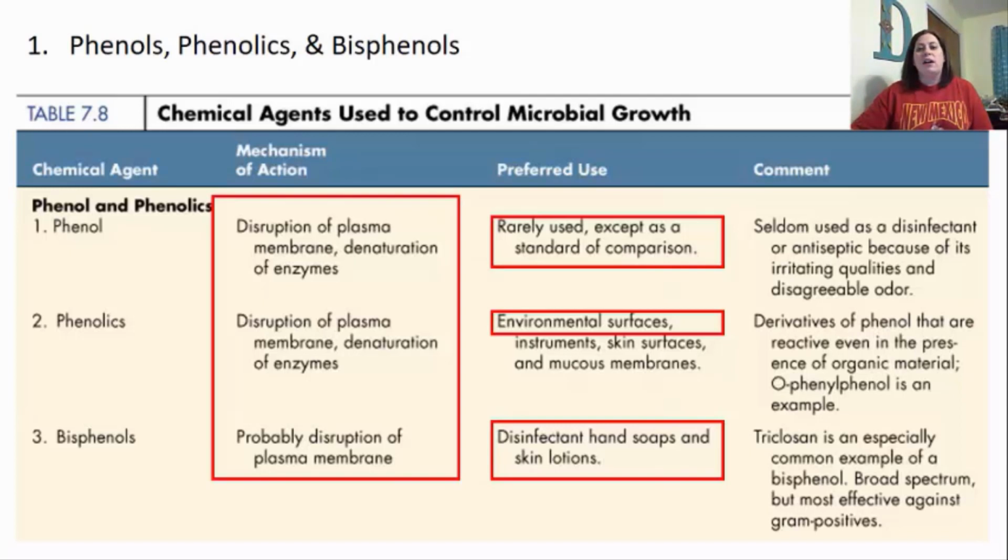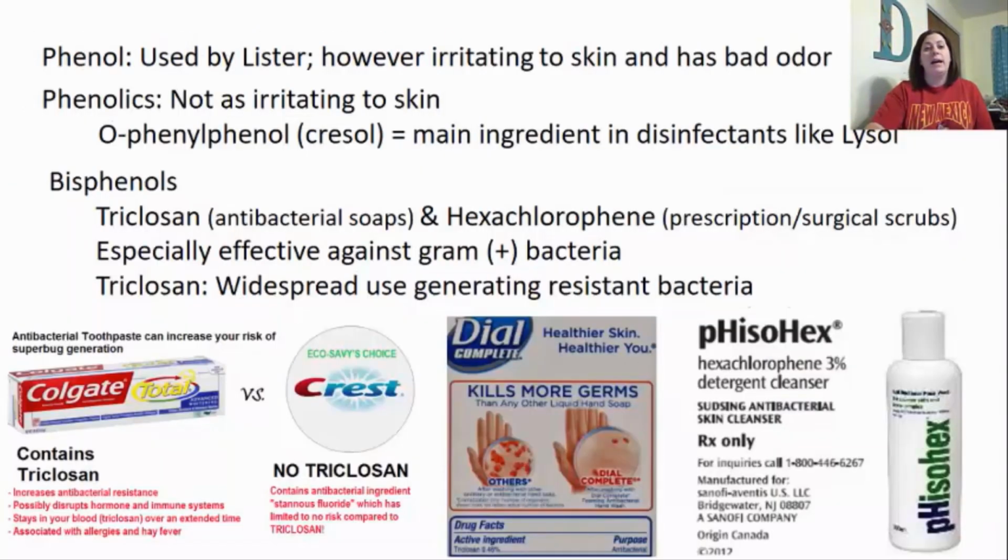The phenolics are going to be for environmental surfaces like instruments, some skin surfaces, and mucous membranes. This is a derivative of phenol that are active even in the presence of organic materials. Bisphenols are going to disinfect. They're going to be disinfectant hand soaps and skin lotions. Triclosan is especially common example of this. It's a broad spectrum and it's most effective against gram-positive bacteria.